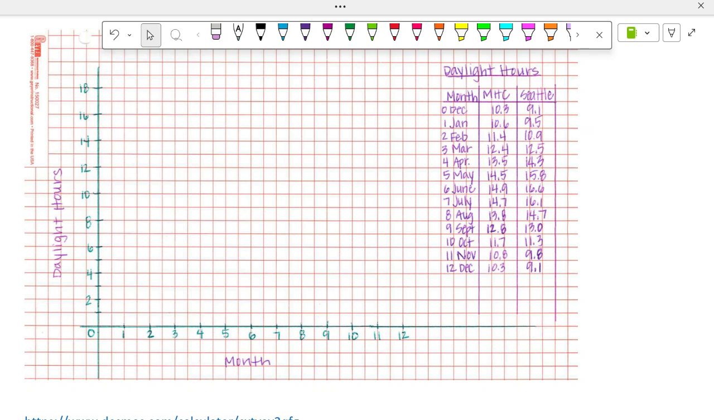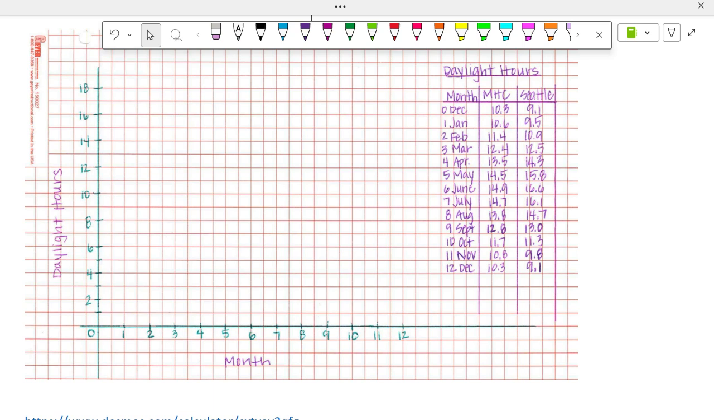So we're going to do some quick modeling real quick. You may want two different colors for this because you're going to have two different graphs. So this graph represents the number of daylight hours you have on each month in two different cities. The first one being Morehead City, the second one being Seattle. Miss Sherman made this and she's from Seattle. So that's why the other one's Seattle.